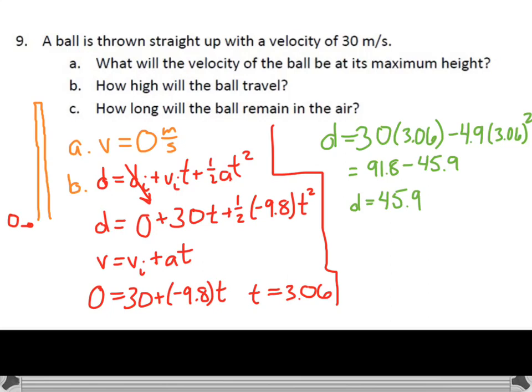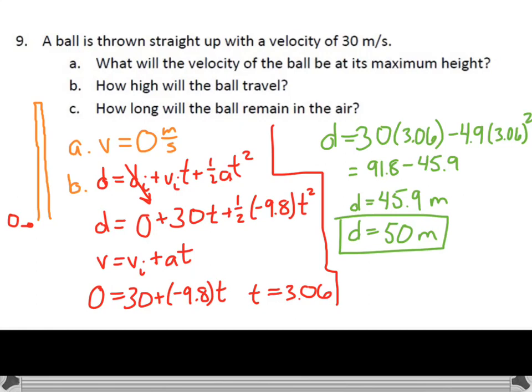Okay. So my height is 45.9 meters. All right. Well, actually, now that I think about it, that's not quite correct because I forgot to round to the correct number of sig figs. And since our velocity only has one sig fig, technically speaking, I should really round this to 50 meters, because there's only one significant figure in my velocity, so I can only have one sig fig in my displacement.